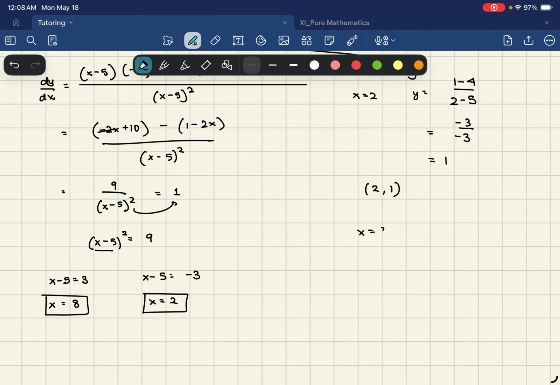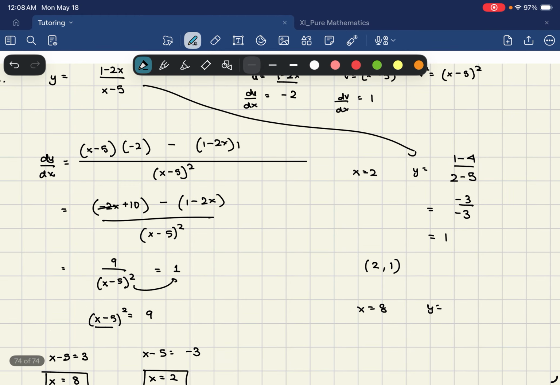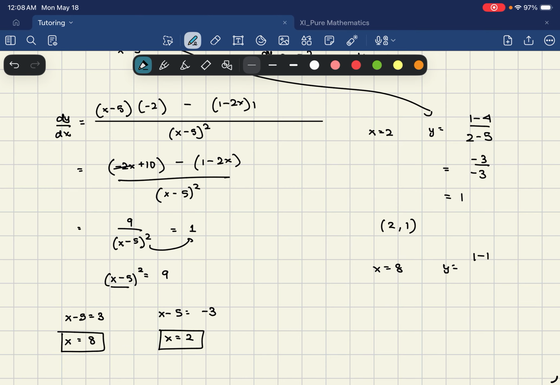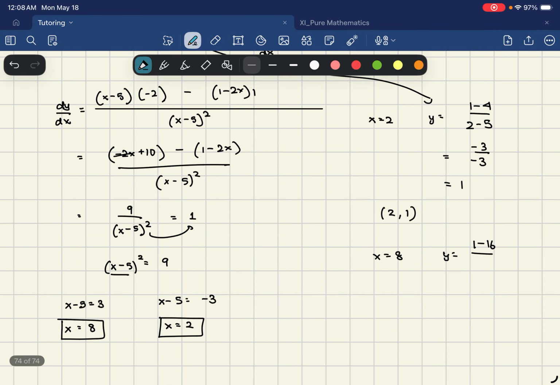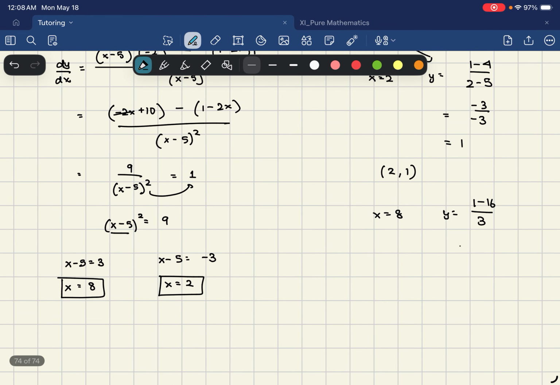And if x is equal to 8, then if I substitute 8 into this equation, I get 1 minus 16, 8 times 2 is 16, and then 8 minus 5 is going to be 3. So that gives me minus 5. So I have 8 comma minus 5 as my other point. So 2 comma 1 and 8 comma minus 5 are my two solutions.